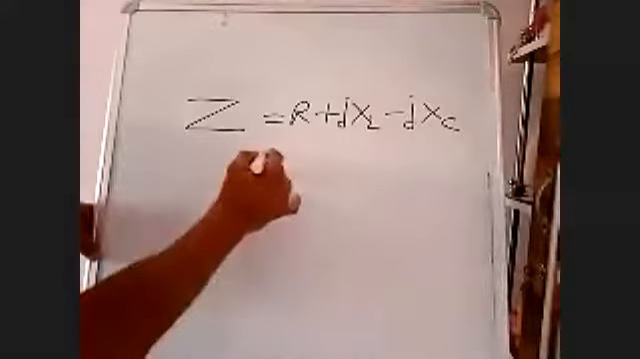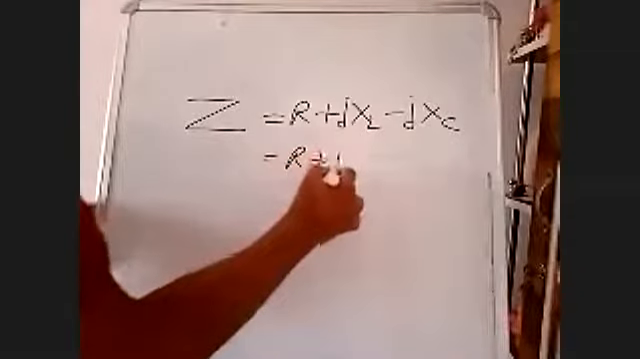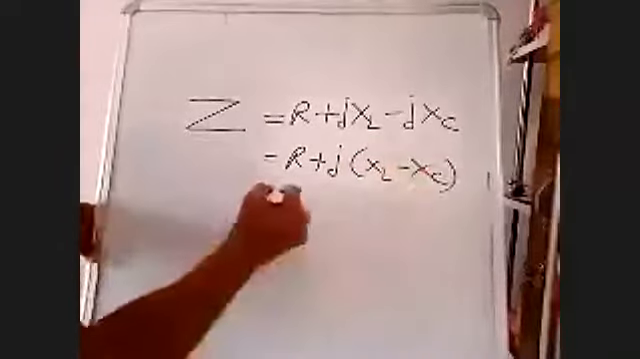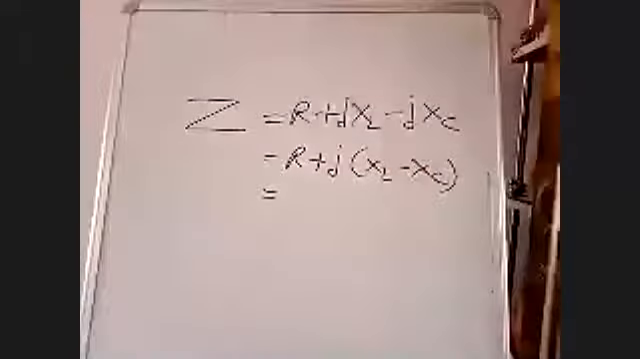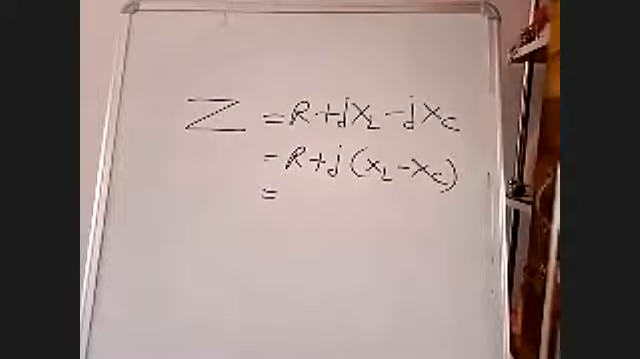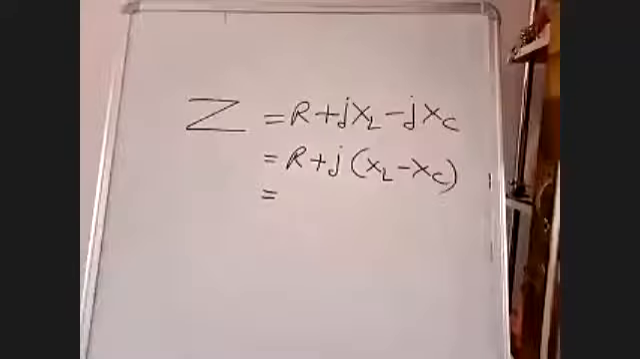Now see here, Z is equal to R plus J into (XL minus XC). For inductance it is plus, for capacitance it is minus. Okay, now it is clearly visible, I think. Yes, sir.